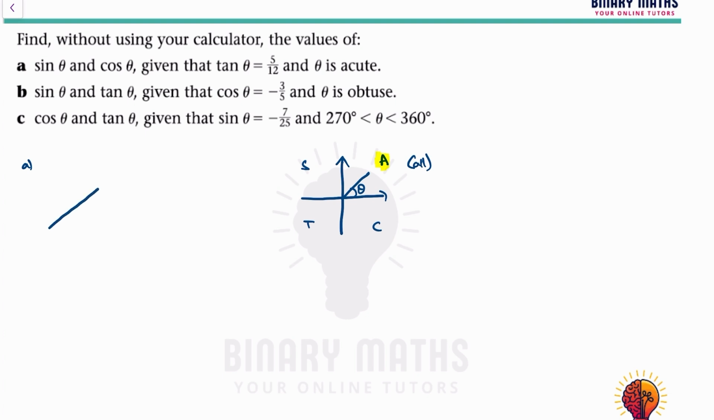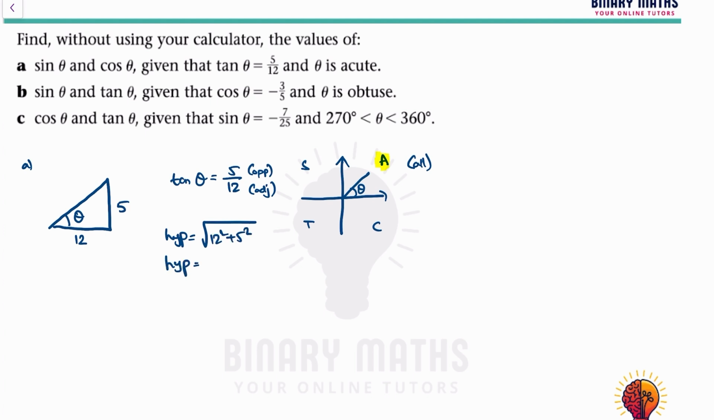Next thing we do know is tan theta. So if you draw a right angle triangle, tan theta is equal to 5 over 12. But tan theta is TOA in SOHCAHTOA. So that means the 5 must be opposite and 12 must be adjacent. To find the hypotenuse, I need to do the square root of 12 squared plus 5 squared. So the hypotenuse is equal to 13, if you put that into your calculator.